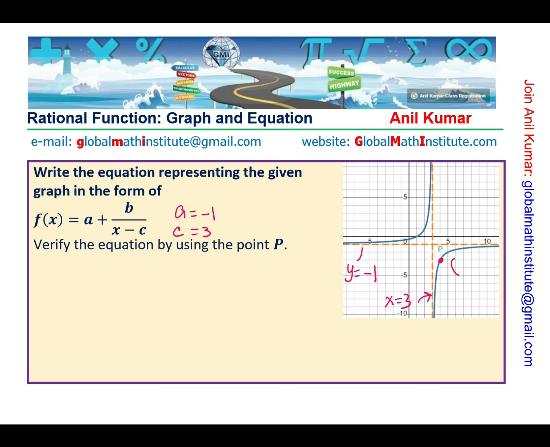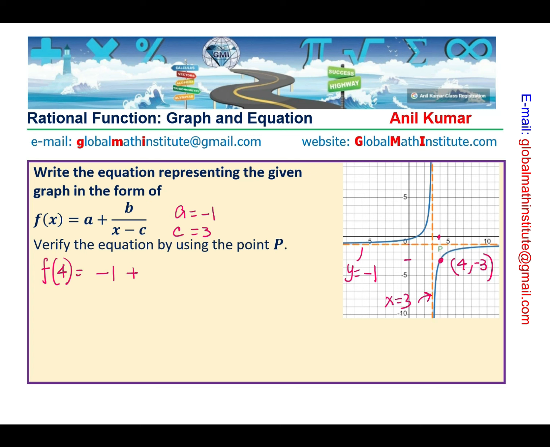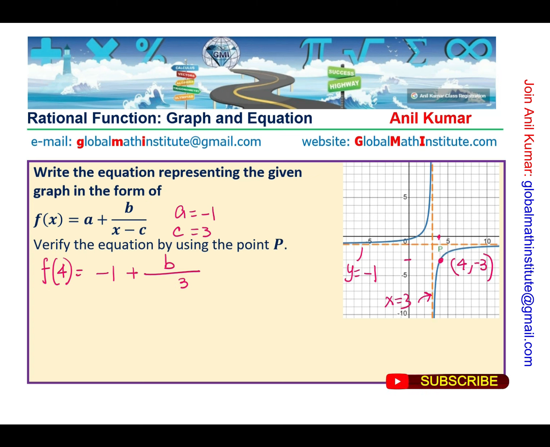The coordinate values are: the x value seems to be 4, and the y value is minus 1, 2, 3, 4, 3. That means in the function f of x, if I substitute 4 for x, we know a is minus 1 plus b over c is 3, so x minus 3. Now we are looking for minus 3. And I want to write x as 4 because x is 4.